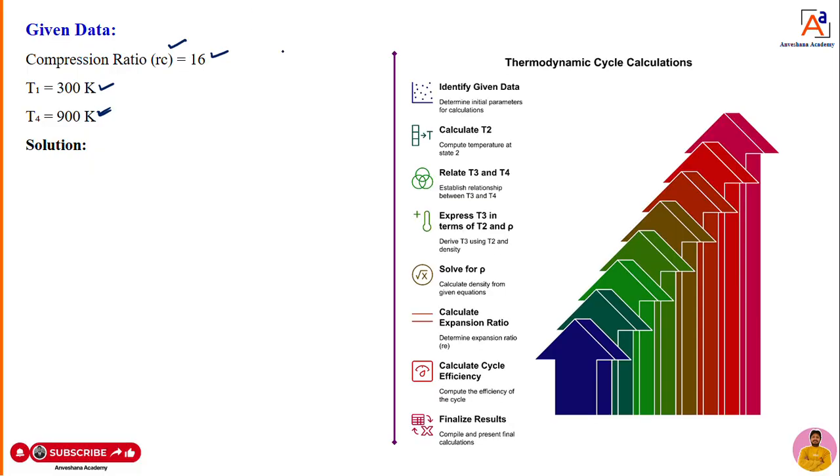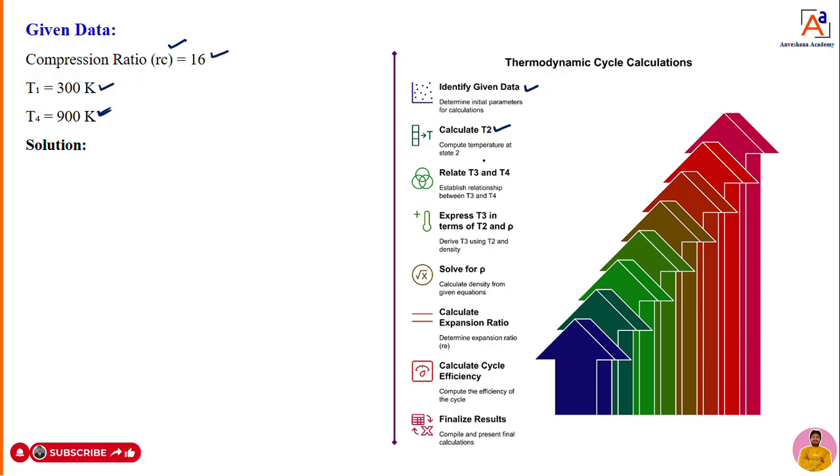So how to solve this problem? There are some important steps I need to follow. First, I will try to identify the given data. As I told, dear students, read the problem twice or thrice and try to list out the given data. Then in the first step, we need to calculate T2, because T2 and T3, T4, as well as P1, P2, P3 will play a very important role while calculating the compression ratio, expansion ratio and efficiency and even work done also.